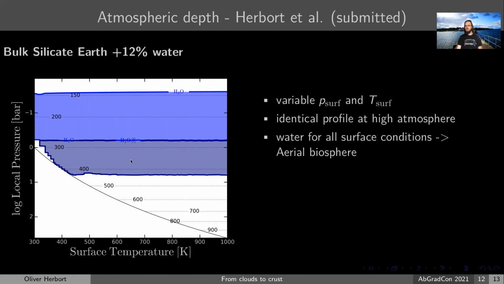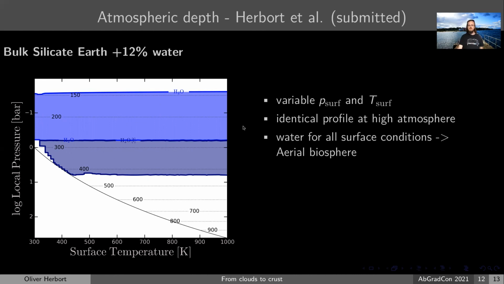And what we see here, where I just showed you the liquid water and water ice clouds, is that basically independent of the actual surface pressure and surface temperature, we have the ability to have liquid water clouds. That is really interesting if one wants to think about some aerial biosphere, some biology somewhere in clouds on a planet. So that is already really interesting.